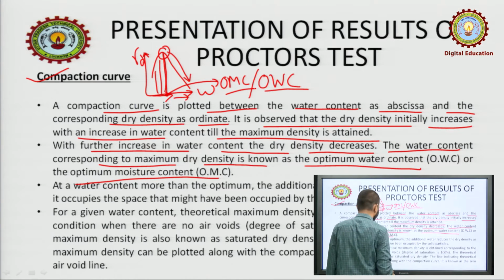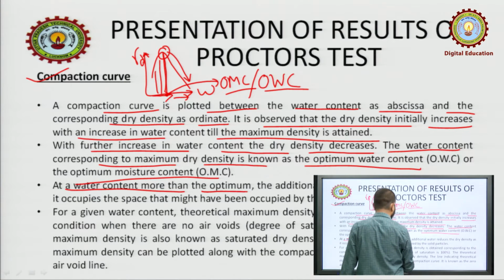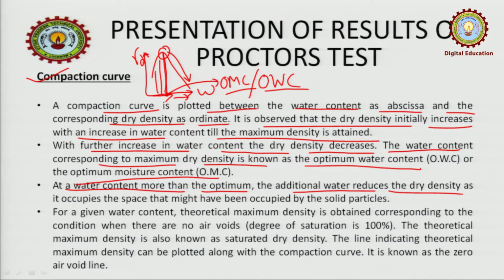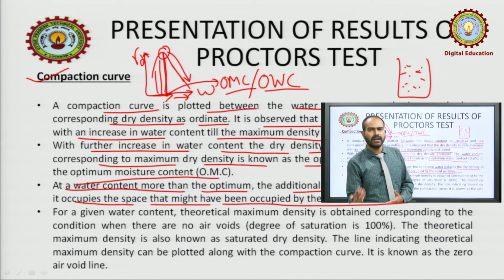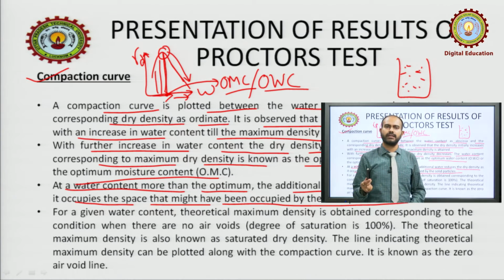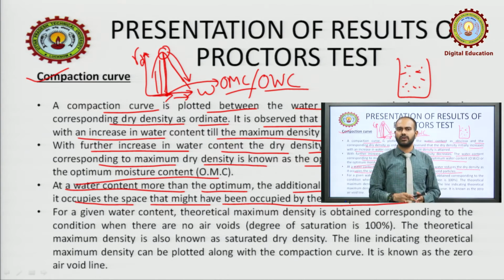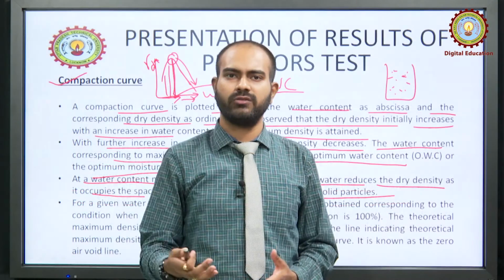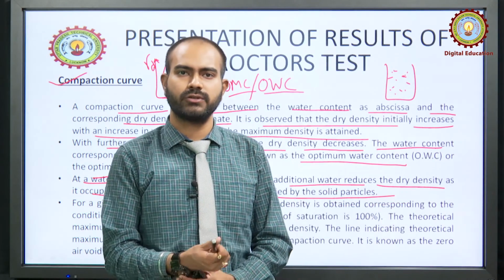Okay. At a water content more than the optimum, the additional water reduces the dry density as it occupies the space that might have been occupied by the solid particles. What happens? Why does this decrease? First of all, you had soil particles and water in between them in a limited amount. Now, when you keep on increasing the water content of the soil, what will it do? It will replace the different soil particles out of the whole volume. It will increase the volume as well and replace out the soil particles, due to which what will happen?